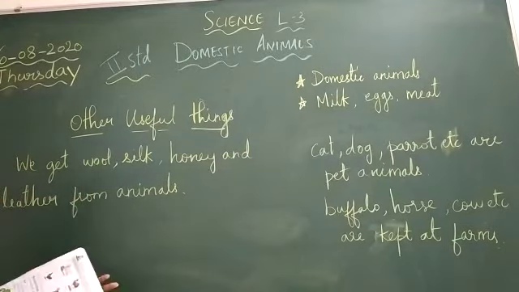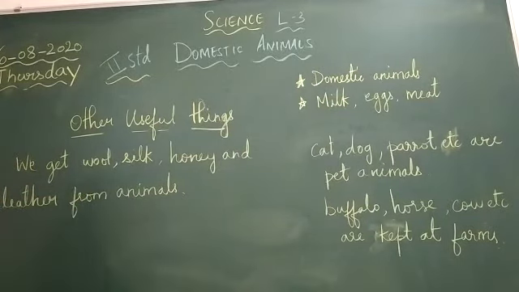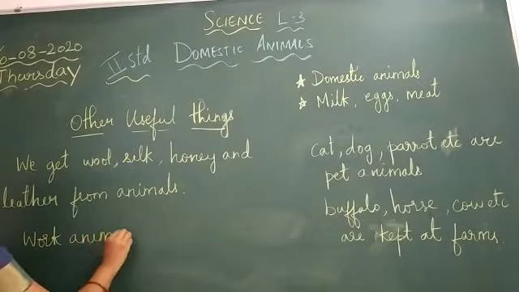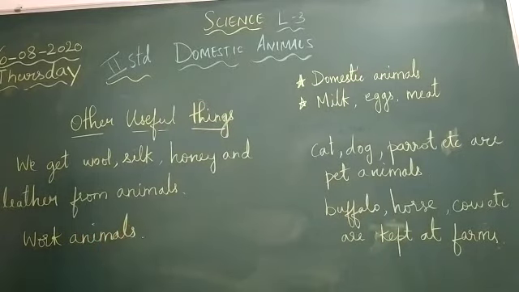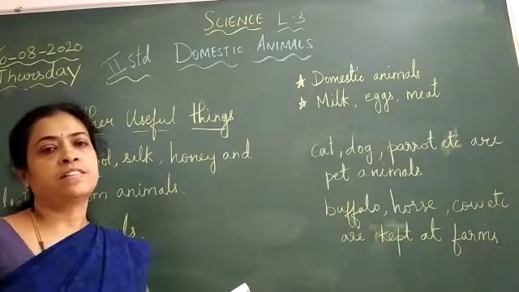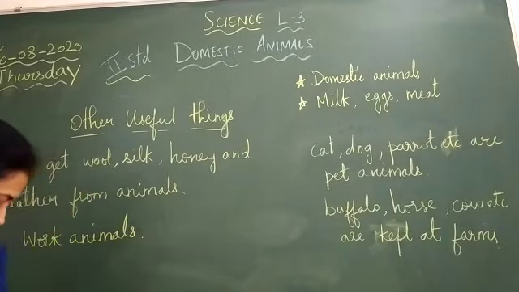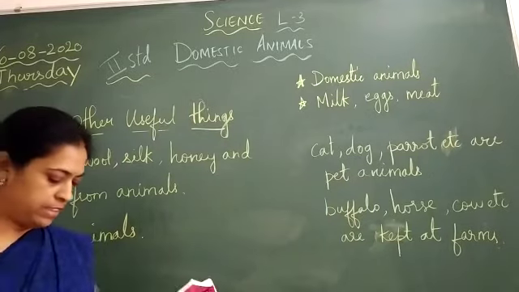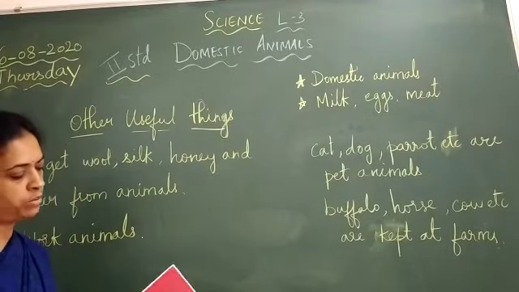Okay. So next is work animals. So what these animals will do? The animals who work for us. They are called work animals. There are number of animals who work for us, children.